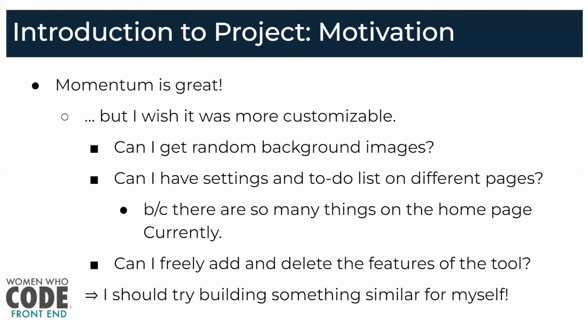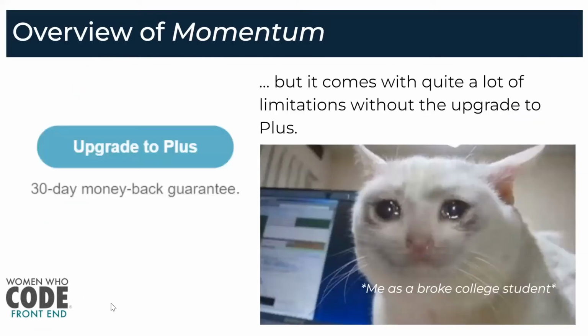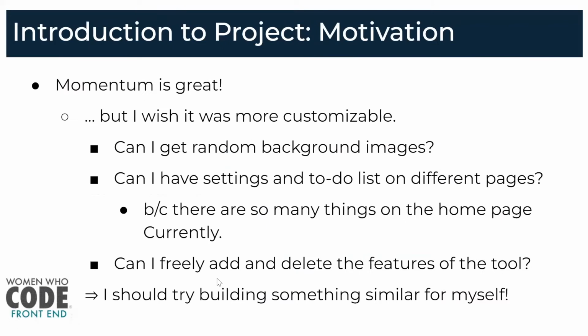So Momentum is great, but I really wish it was more customizable. For example, can I get random background images, or can I have settings and to-do list on different pages? Because if we go back to the main screen, there's quite a lot of stuff on the homepage, and I want to separate those things out. And can I also just freely add and delete the features of the tool?